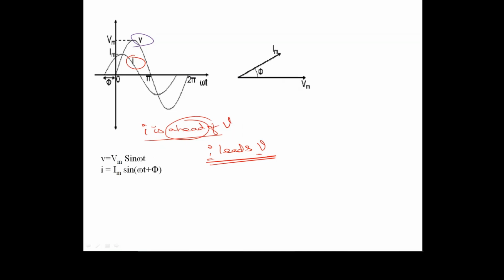Now as usual, see here, if the voltage is sinusoidal starting from 0, how do we represent it in trigonometric form? We represent it as V is equal to Vm sin omega t. And similarly the current in trigonometric form can be represented as I is equal to Im sin(omega t plus phi). This positive sign indicates that it is leading.